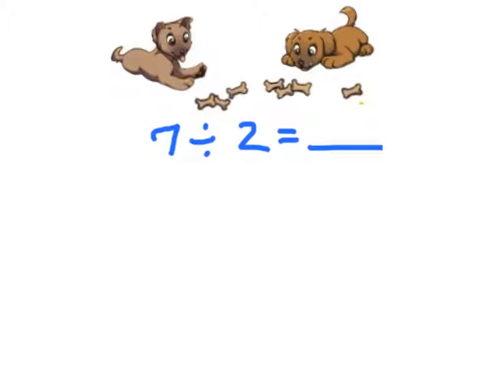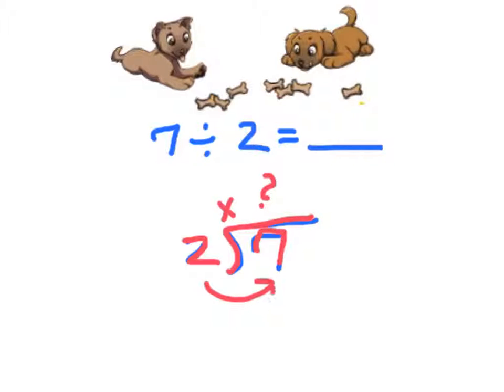The first thing we'll want to do is rearrange our problem. We want to take that 7 and put it inside of a bracket. This bracket stands for divided by, and we'll put the 2 on the outside. In this case, we're saying 7 divided by 2. And our question is, what times 2 equals 7?